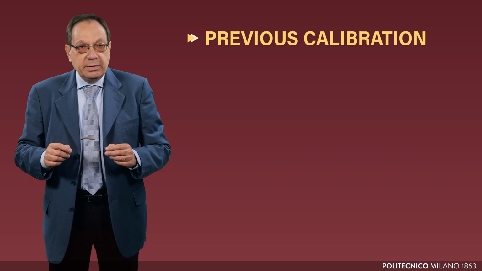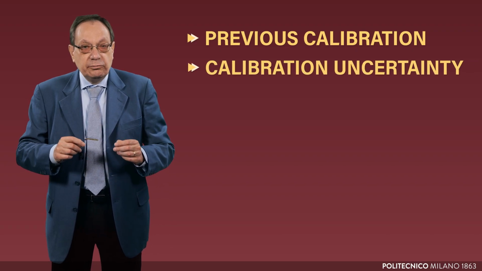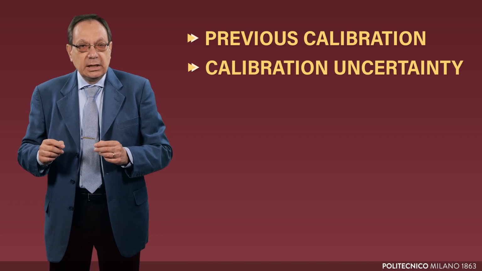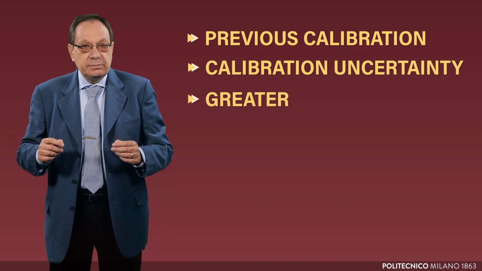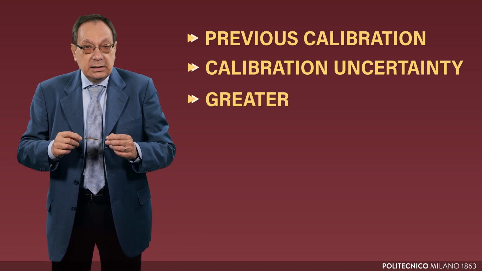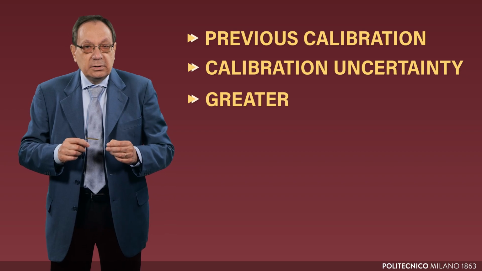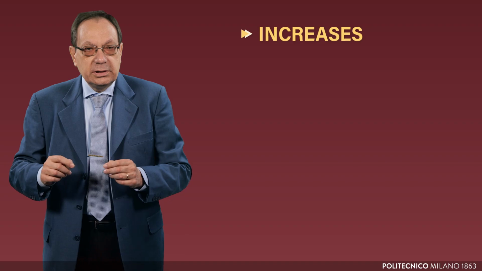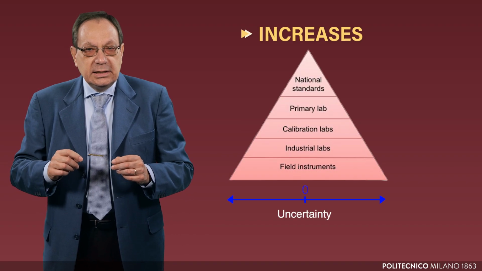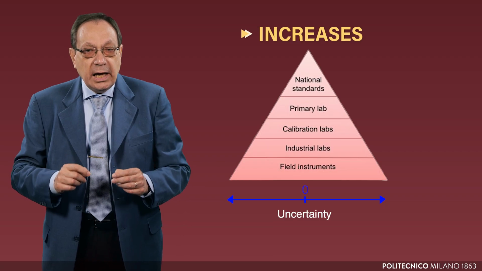When we discussed calibration and calibration uncertainty, we saw that the uncertainty attributed to an instrument following calibration is always greater, at least in principle, than that assessed before calibrating it, unless the uncertainty of the standard is negligible compared to the latter. What we have seen entails as a natural consequence that measurement uncertainty necessarily increases along the chain of calibrations.